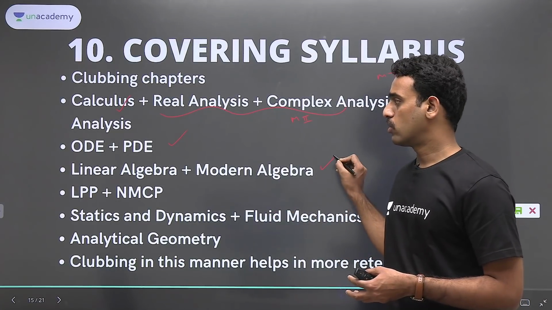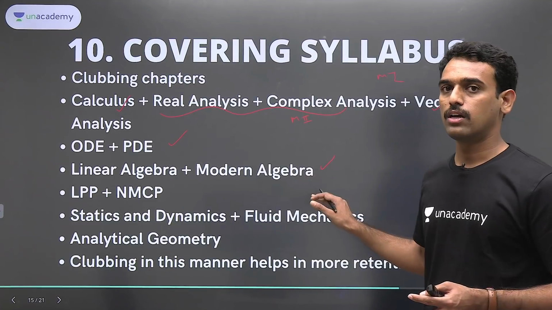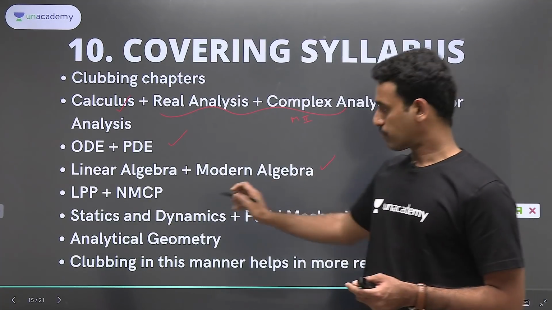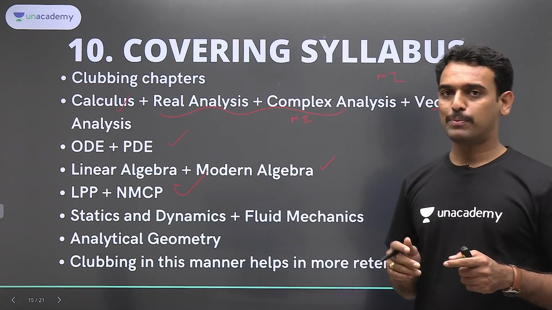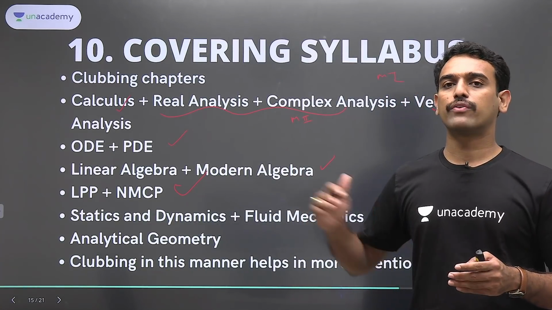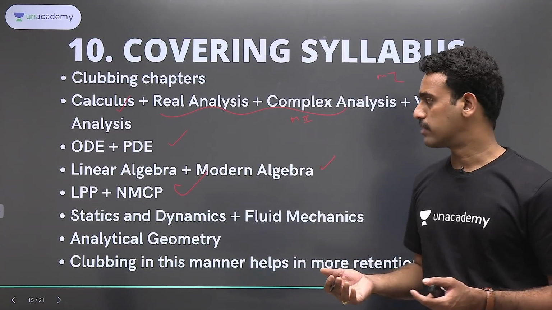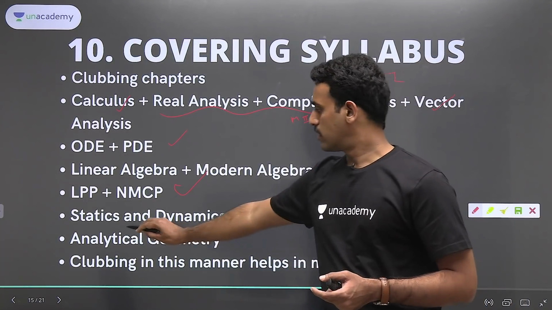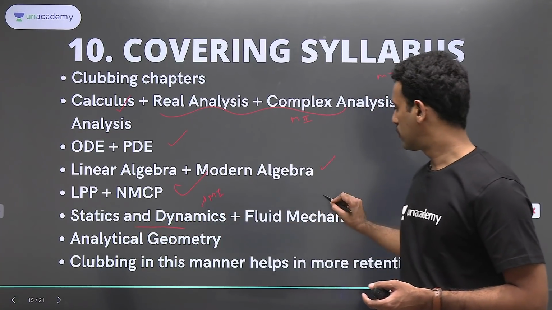Third is linear algebra and modern algebra. Again, quite similar concepts, so you can do these 2 chapters together. These are the easier chapters from the outset. So LPP and NMCP do not require a large amount of time, but if you club them together, you will be able to finish them much faster. Now these 2 topics, statics and dynamics, one is of Maths 1 and the other is of Maths 2.